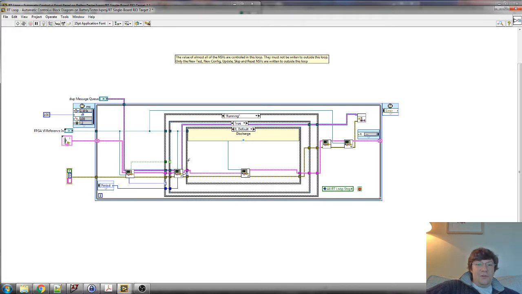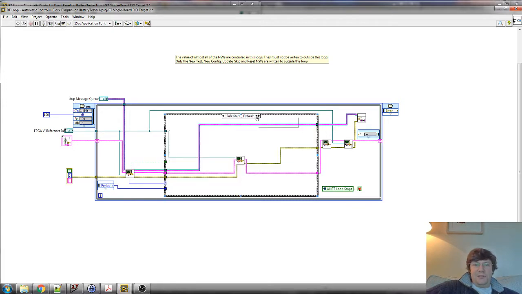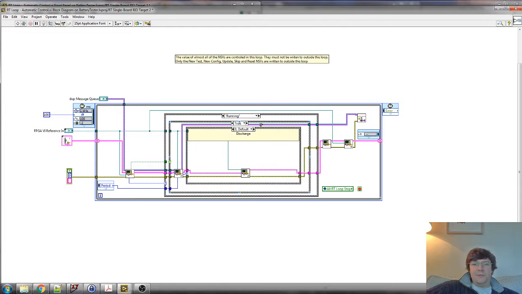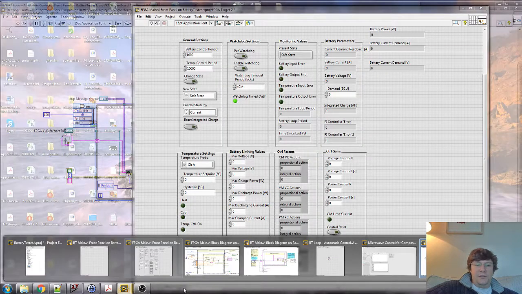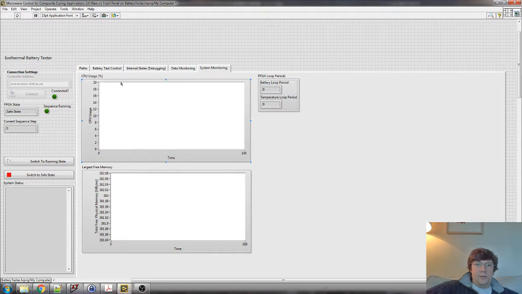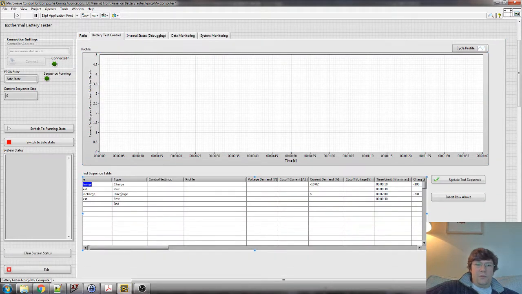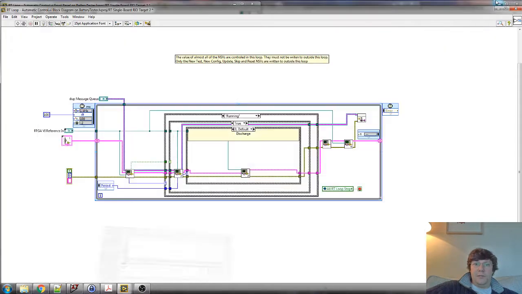This is the control loop that the microprocessor runs, not the FPGA. So we're either running or we're safe state, and if we're safe state, we're not doing anything. So running by default, therefore, must be the dangerous state. It's not that dangerous. And then we have a case structure which says, are we running a sequence or not? And if we are running a sequence, it means that in this test control, we are making our way through the lines of this table, so the sequence is running.